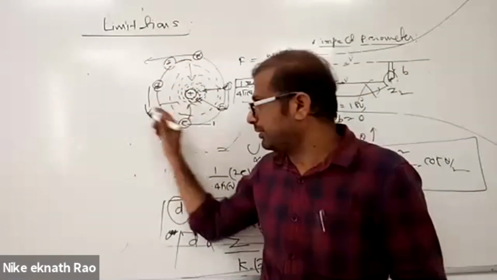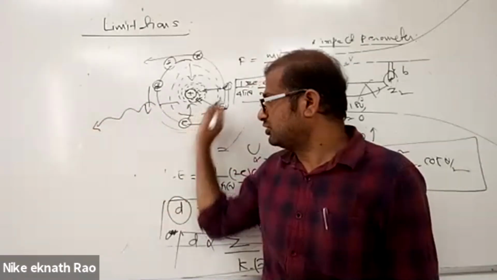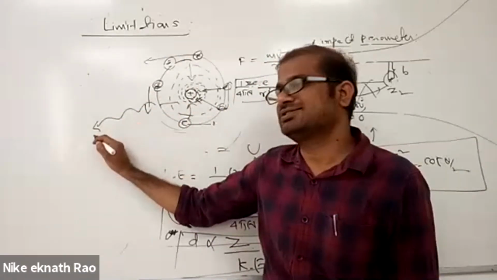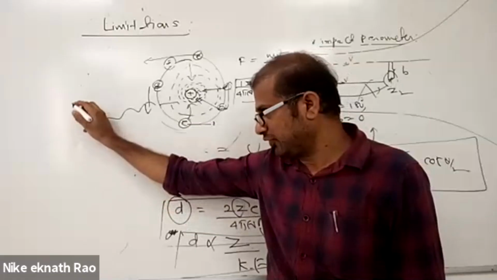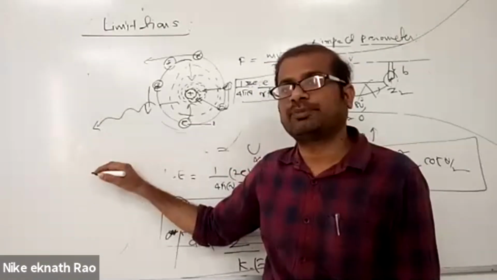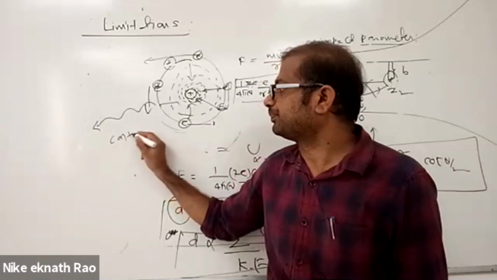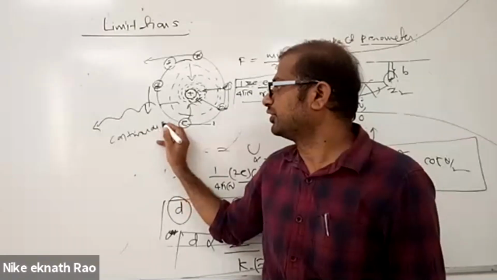And one more thing, what happened? When the electron is losing energy, radiation is continuously emitted. So if you pass it through a spectrometer, you get a spectrum, and this spectrum is a continuous spectrum. Spectrum is what? Continuous spectrum.